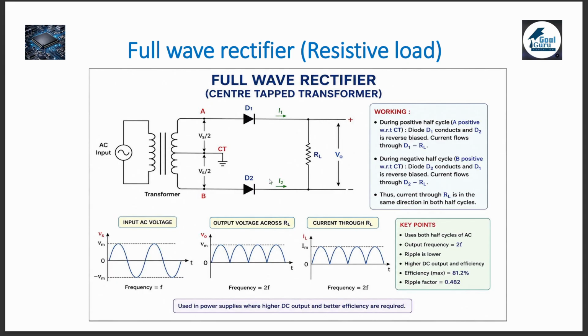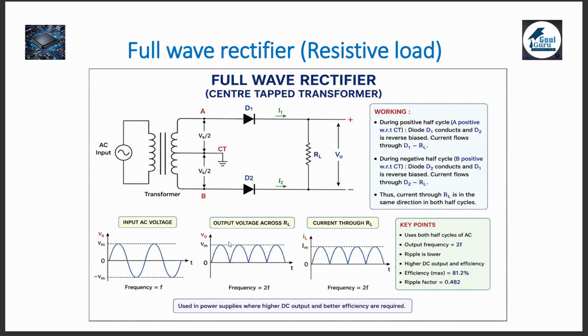Therefore, the diode D2 conducts and D1 is reverse biased. Therefore, the current flows through D2 and RL. That means what? When you see the voltage across RL on the CRO in the lab, there will be output because of two diodes conducting in two different halves.